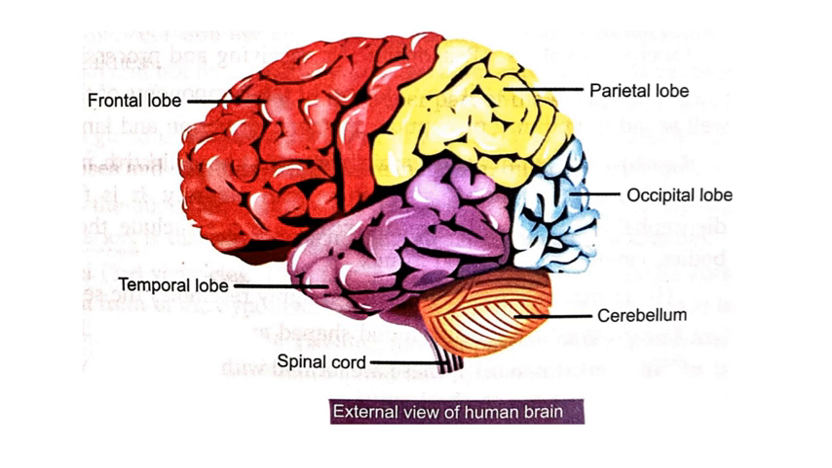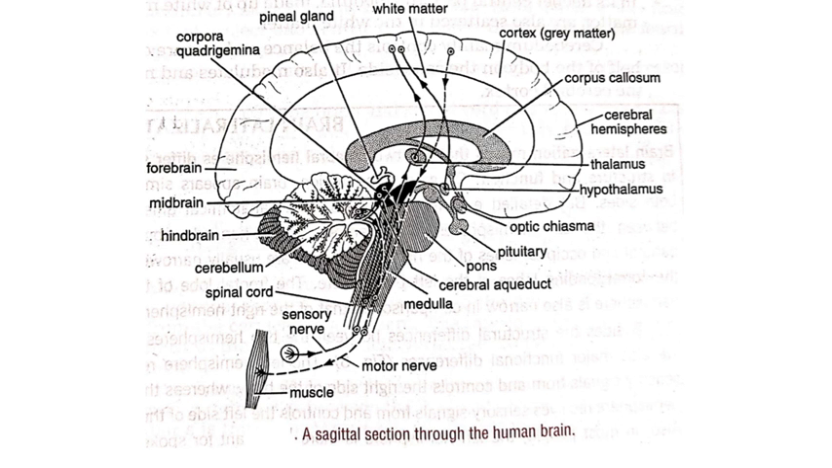Then we come to the thalamus. Now see the thalamus here. You can see the thalamus in this diagram. The cerebrum wraps around a structure called thalamus, which is a major coordinating center for sensory and motor signaling.